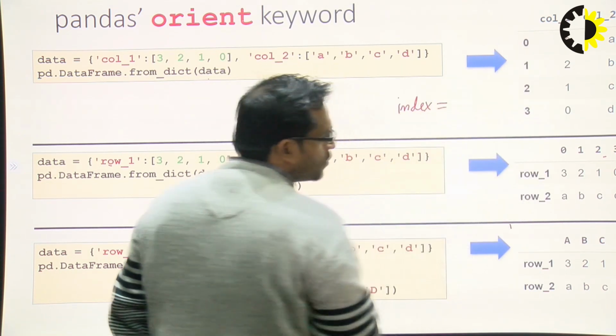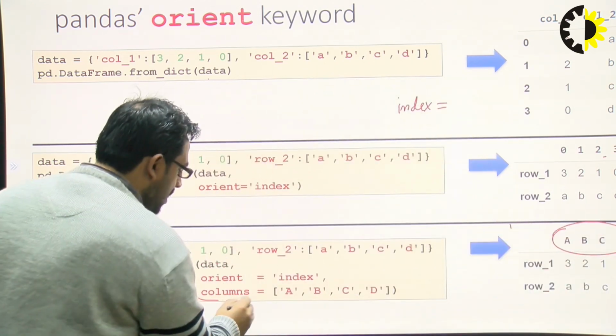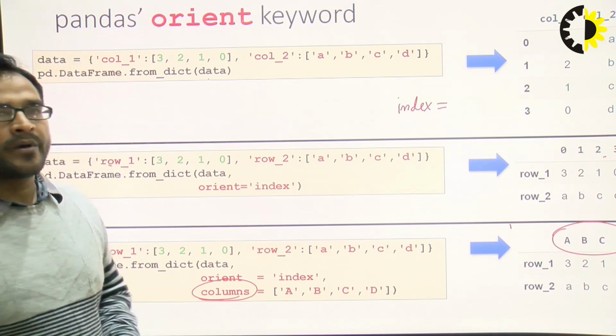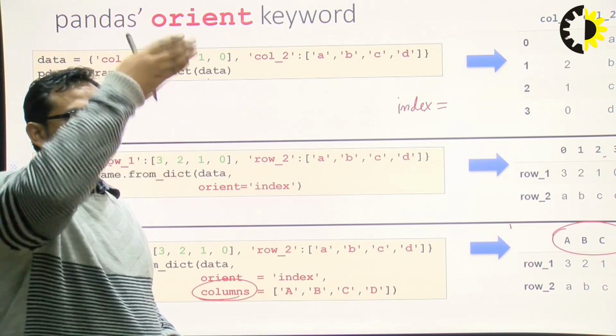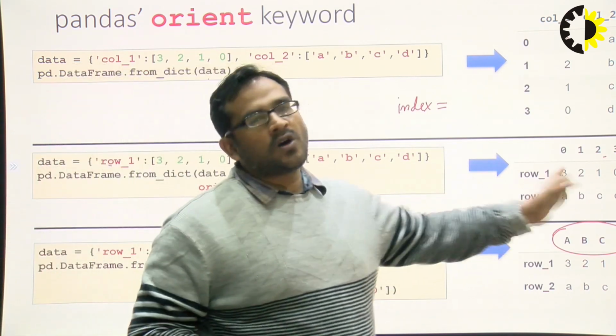If you want to set the row indexing, you can use the attribute index is equal to. If you want to set the column indexing, you can use the columns attribute. Got my point? Both are different. Index is basically for the row indexing, and columns is basically used for the column indexing.